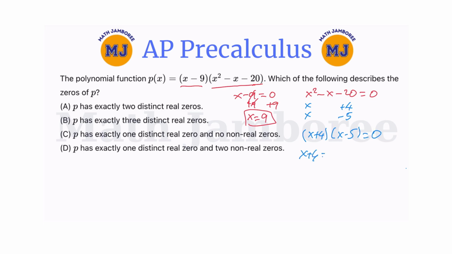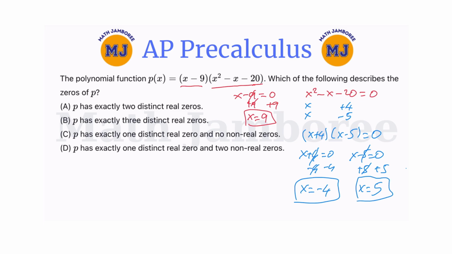x plus 4 equals 0. x minus 5 equals 0. Take away 4 from both sides. x equals negative 4. And from the other one, you will get x equals 5.